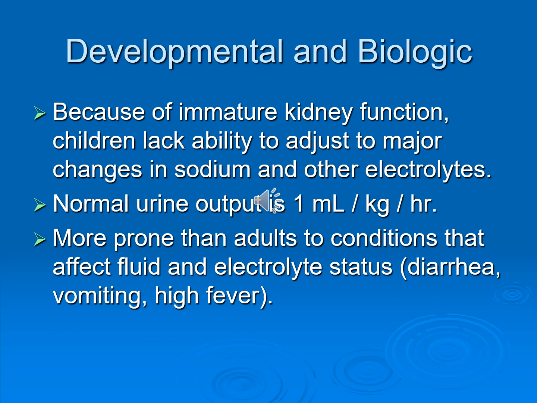Continuing with developmental and biological factors, because of immature kidney function, children lack the ability to adjust to major changes in sodium and other electrolytes. So it's very important to remember that normal urine output is 1 ml per kg per hour. And children are more prone than adults to conditions that affect fluid and electrolyte status, such as diarrhea, vomiting, and high fever.